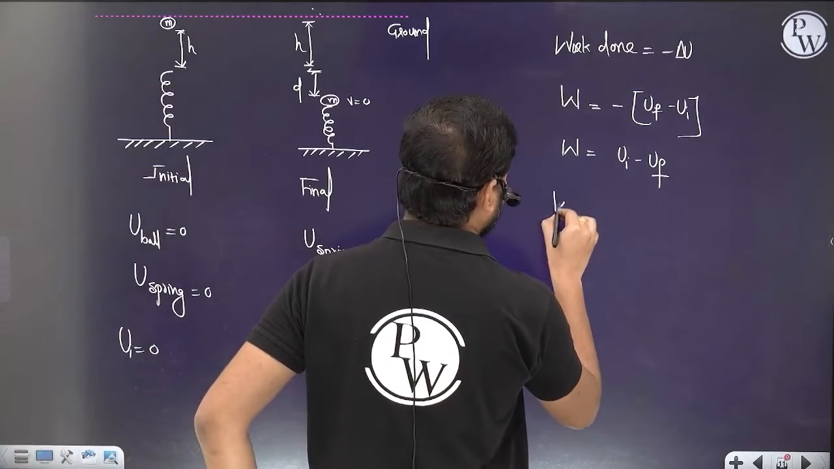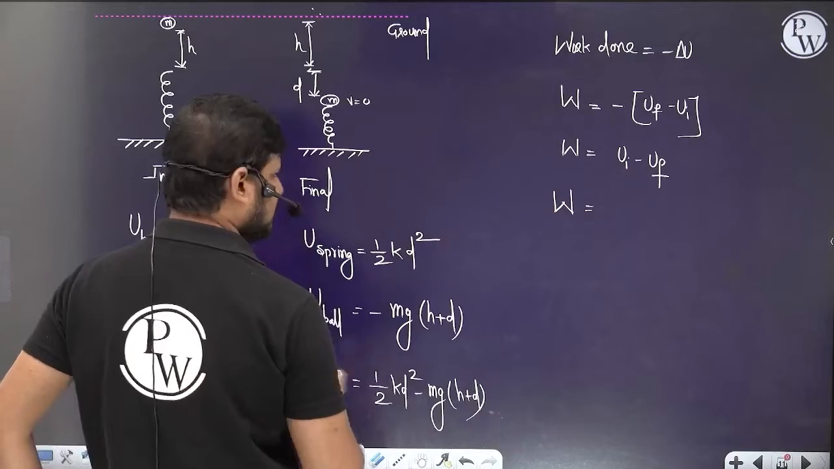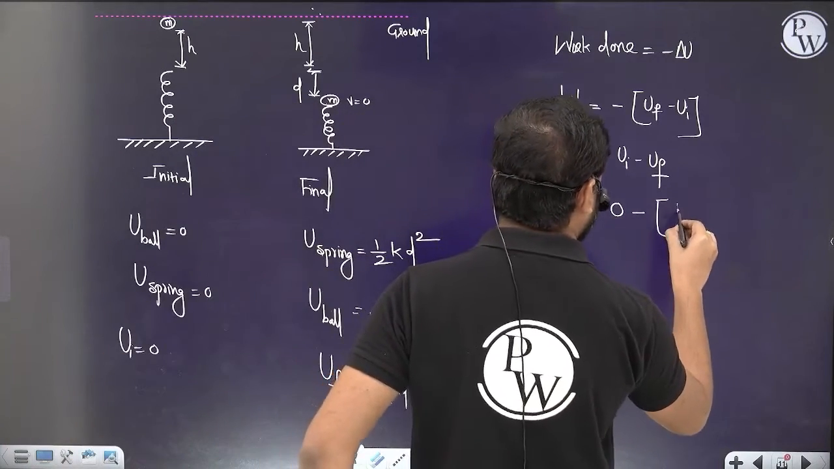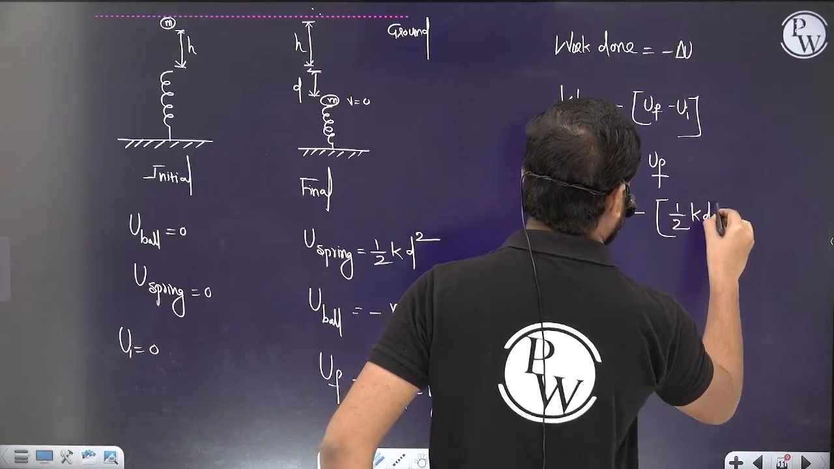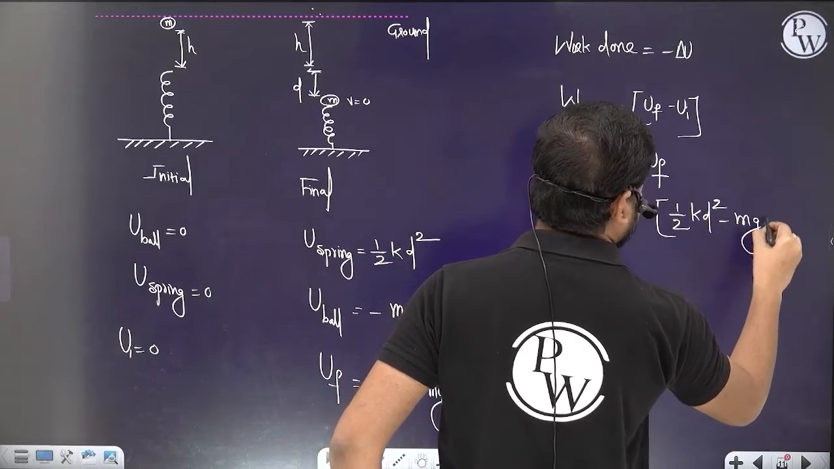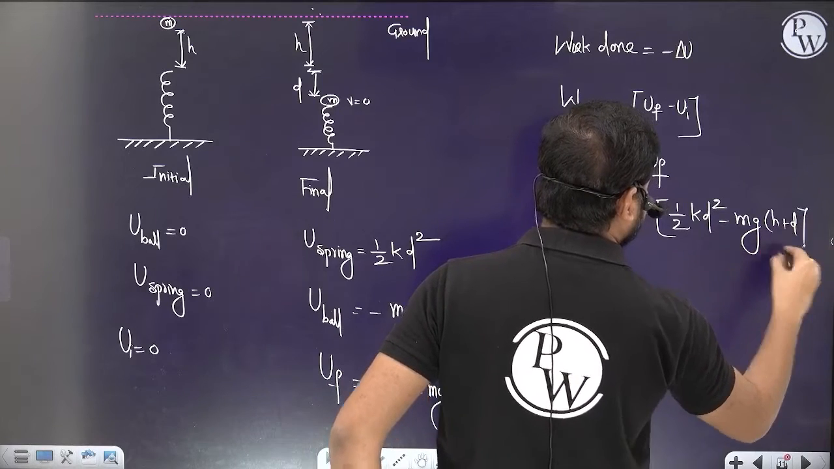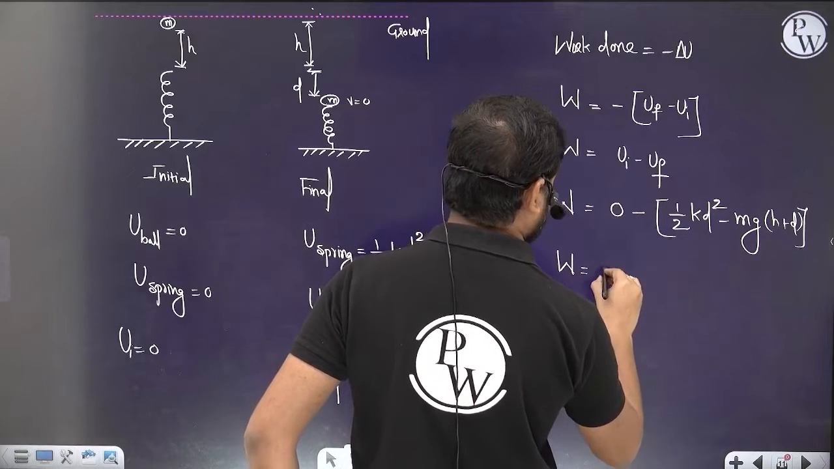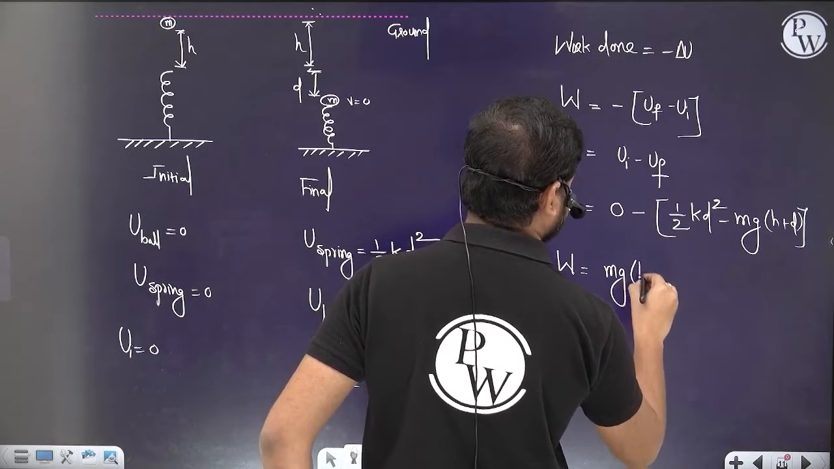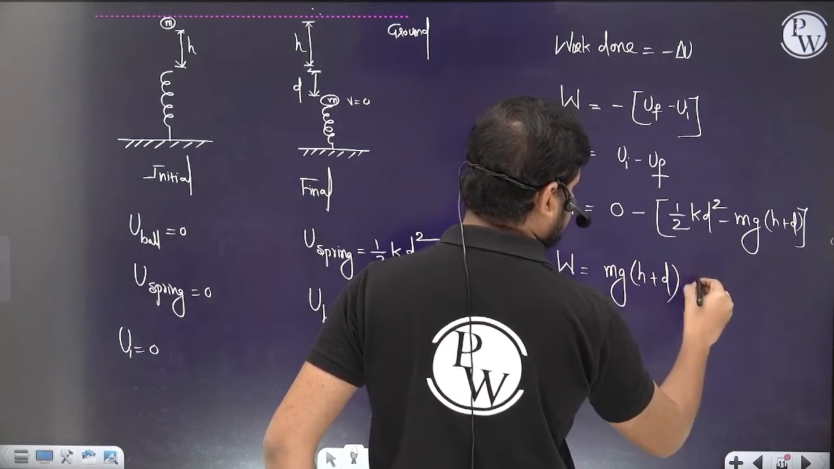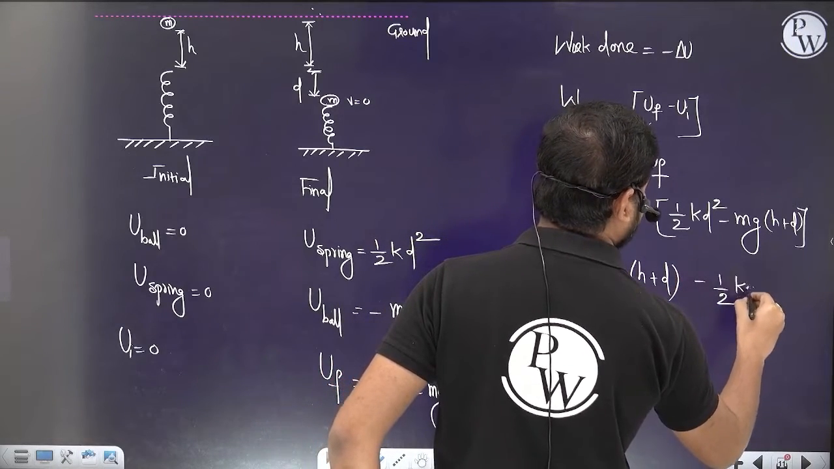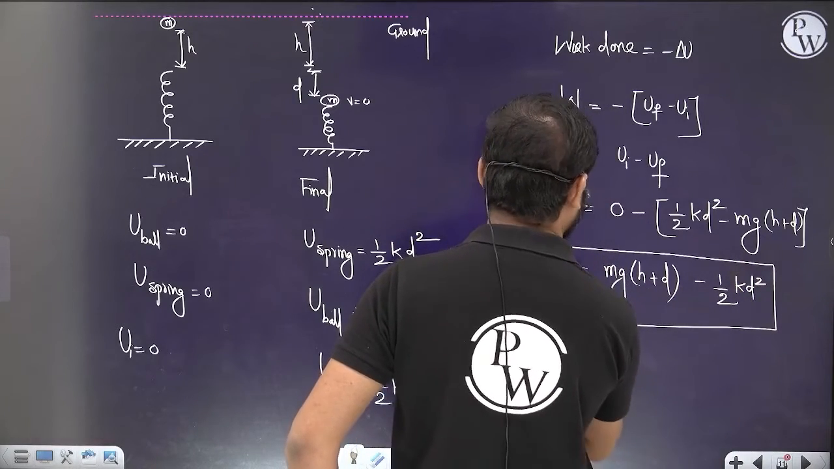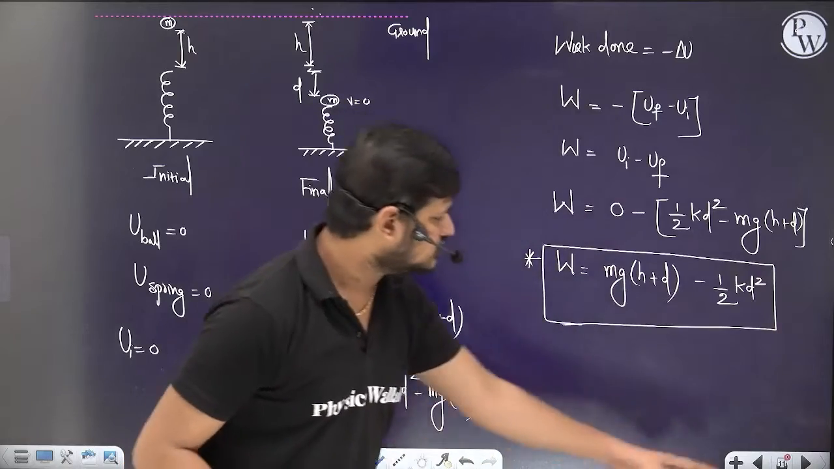So the work done will be equal to the initial potential energy 0 minus the final potential energy, which is half kd square minus mg into h plus d. Now let's multiply the minus inside. So the work done will be equal to mg into h plus d minus half kd square. So this is the work done. Clear? So check the options.